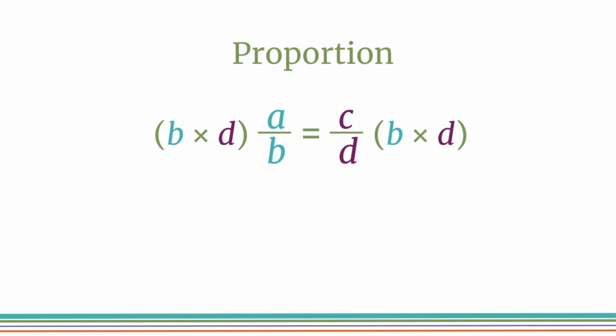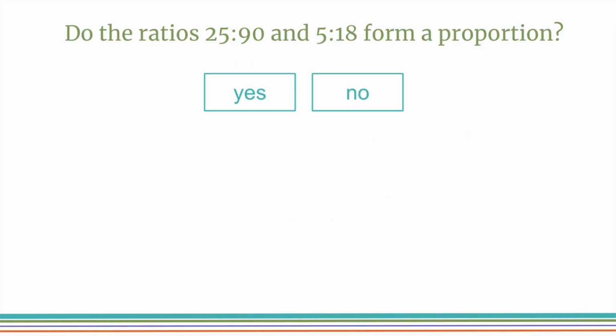The B's cancel each other out on the left side, and the D's cancel each other out on the right side. We're left with A times D equals B times C. If the ratios form a proportion, then the final equation A times D equals B times C will be true. If the ratios do not form a proportion, then the equation will be false. Let's try this method in our last example.